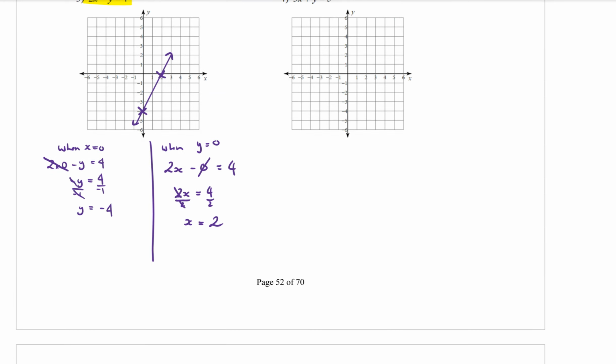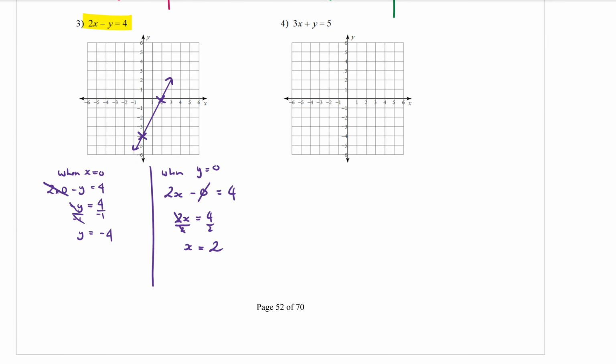Okay, question 4. Always the same method. We want to find out what happens when x equals 0, and we want to find out what happens when y equals 0. So subbing x equals 0 into this equation, we get 3 times 0 plus y equals 5. 3 times 0 is nothing, cross it out, and I get y equals 5. That's finished. So y equals 5 up there on the y-axis.